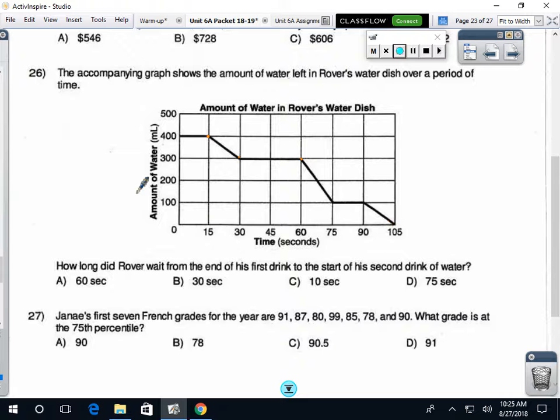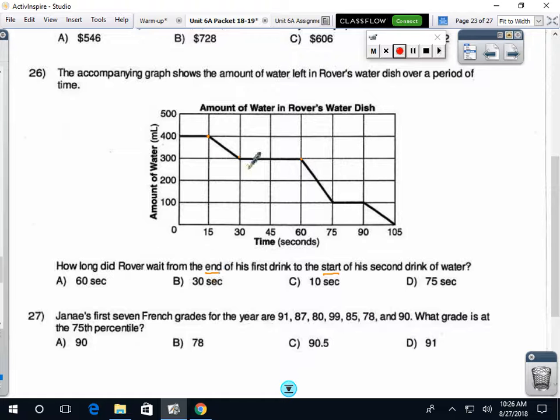So the question wants to know, how long did Rover wait from the end of his first drink to the start of his second drink of water? Right. Okay, Prashad, look at your answer choices. Do you see a 100? No. Okay, so I want to put 2 points on this graph. I want to put a point where the end of his first drink is and a point at the start of his second drink. Where would the point go to represent the end of his first drink?